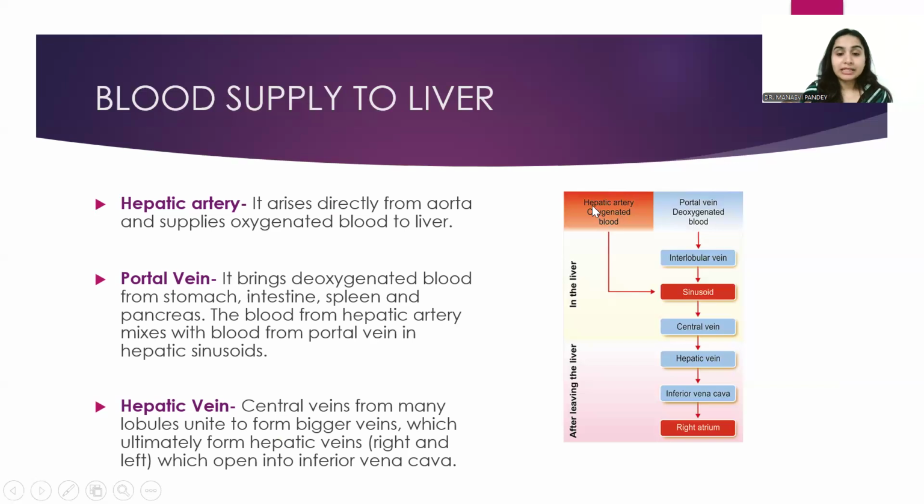The blood from hepatic artery mixes with the deoxygenated blood from the portal vein. So here the oxygenated and deoxygenated blood mix together in the hepatic sinusoid. The hepatic vein: the central veins from many lobules unite to form bigger veins, which ultimately form hepatic veins, right and left, which open into the inferior vena cava. So the hepatic vein opens into the inferior vena cava and goes to the right atrium.